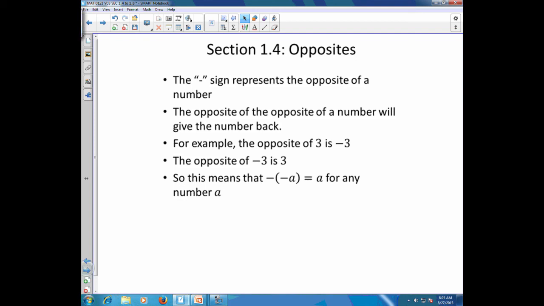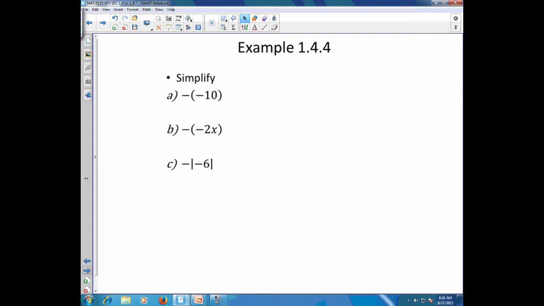So let's try this. We have negative 10. Well, those two negatives will become a plus. It's two opposites, and so we get positive 10. The same thing will happen in the second example. Negative 2x. Well, we have two negative signs. Those become positive, and we just get 2x.